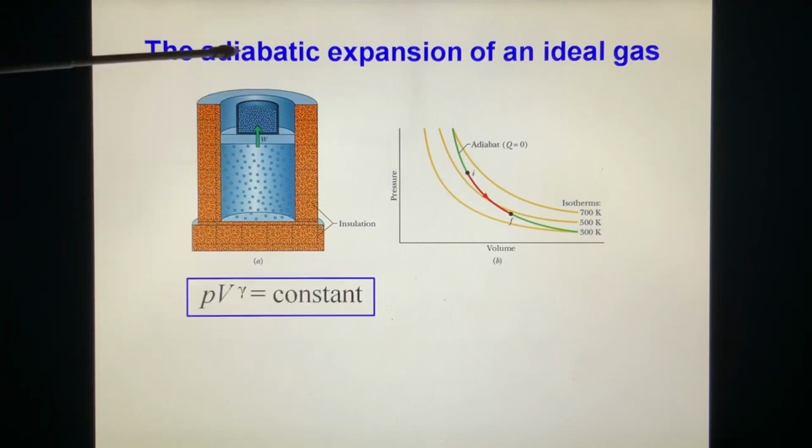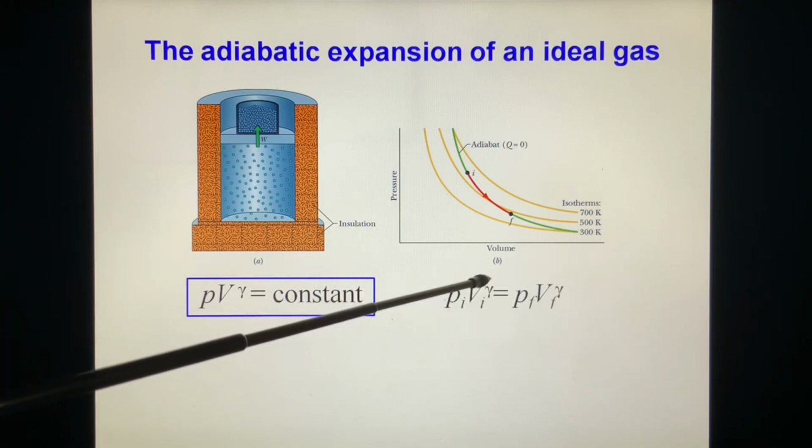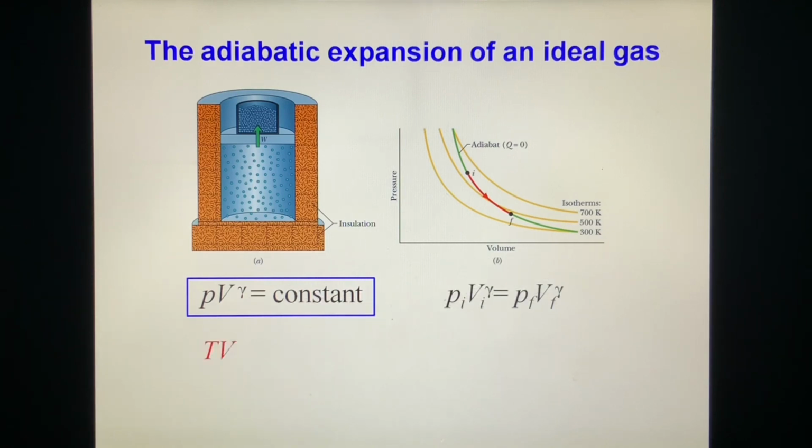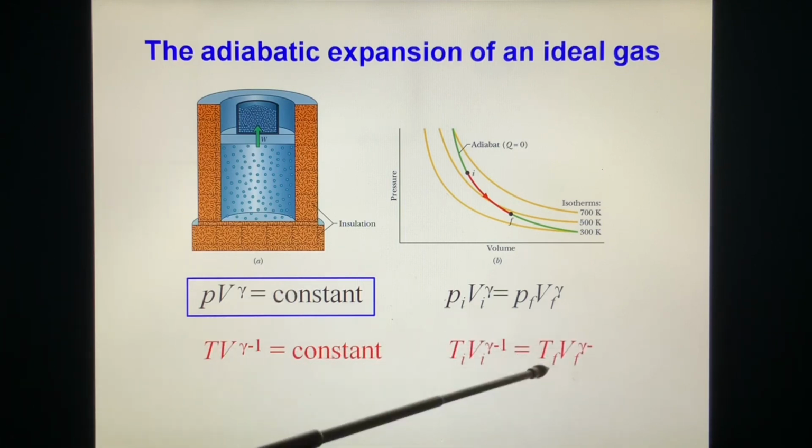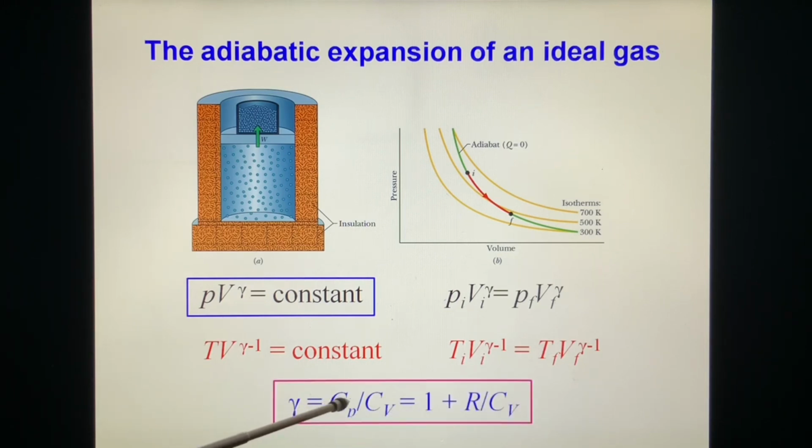For adiabatic expansion of an ideal gas, it satisfies PV^gamma equals constant. That means P initial, V initial to the gamma equals P final, V final to the gamma. Also, we have PV equals nRT. We can get TV^(gamma minus 1) is constant. That is T initial V initial^(gamma minus 1) equals T final V final^(gamma minus 1), where gamma is a constant, CP over CV. CP equals CV plus R, right? So this is 1 plus R over CV. Once we know gamma, we know what kind of gas it is, monatomic, diatomic, or polyatomic. Once we know what kind of ideal gas it is, we can know gamma.